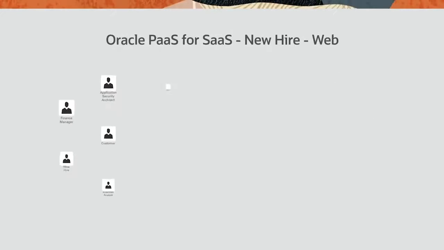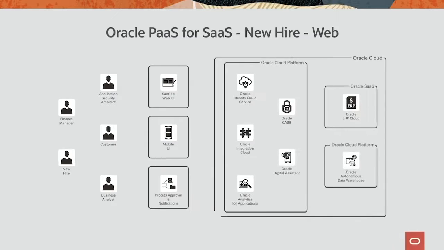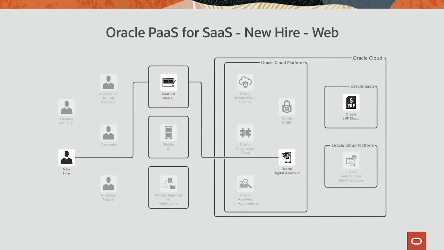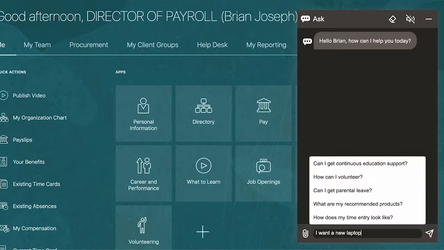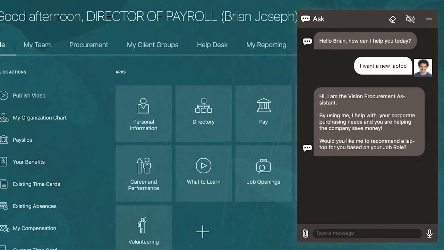The next persona we're going to take a look at is from the perspective of a new hire. The new hire was told to procure a laptop and business cards through Vision's pre-built digital assistant that has been integrated directly with ERP Cloud Procurement Module. The new hire says, "I want a new laptop." The digital assistant recognizes that the end user wants to procure a new laptop and asks if it would like to recommend a laptop based on his job role. Yes.